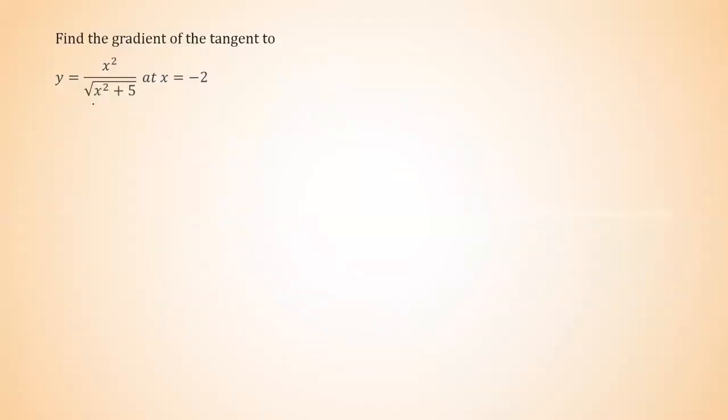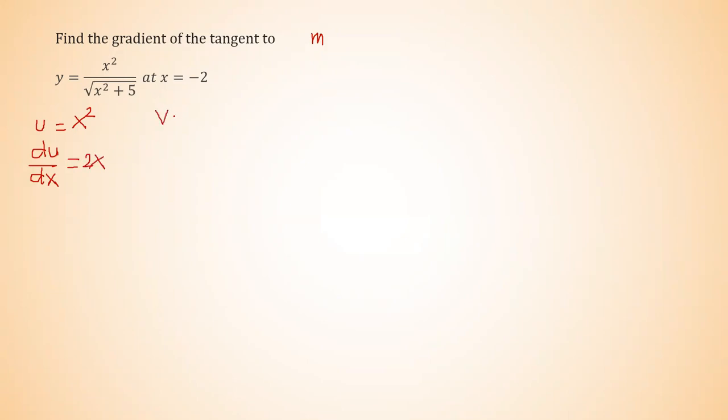Let's continue. Next one. Find the gradient of the tangent to y equals x squared over the square root of x squared plus 5, at x equals negative 2. Okay. It means we're going to find m, the symbol of the gradient. If u equals x squared, it means du/dx equals 2x.